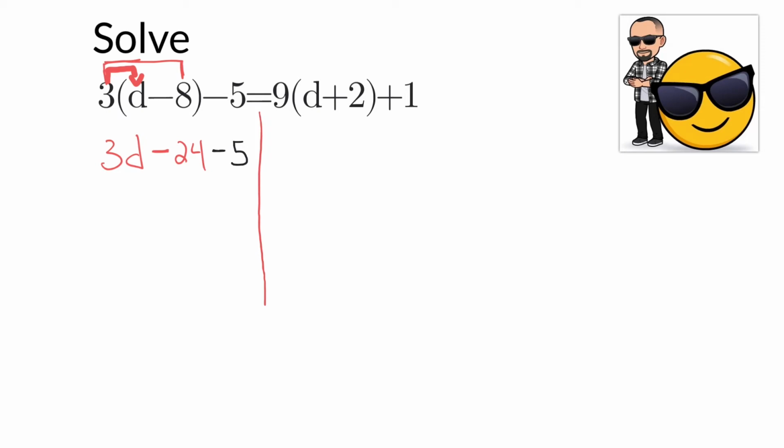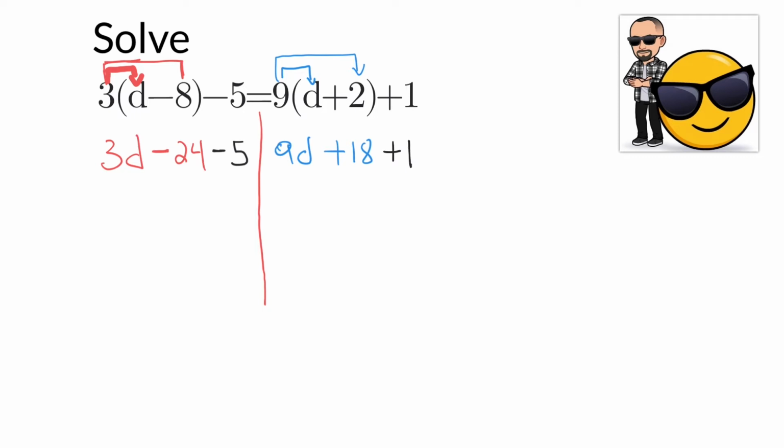On the right side of the equation, I'm going to distribute. The 9 multiplied by the d, that's going to be 9d, and you multiply 9 times the positive 2 and that's going to be a positive 18. One more time, the plus 1 is not inside of the parentheses, so you're not going to multiply, you're just going to bring it down.